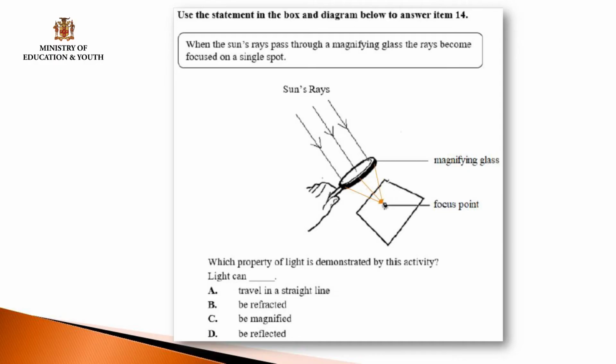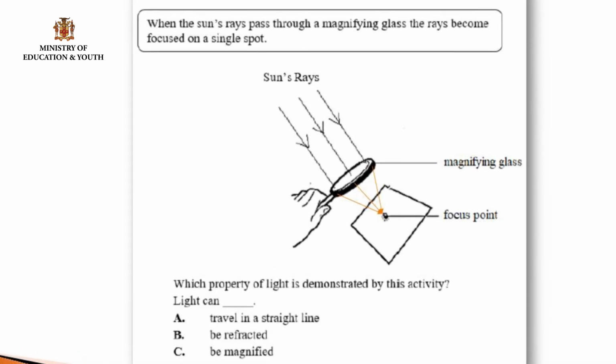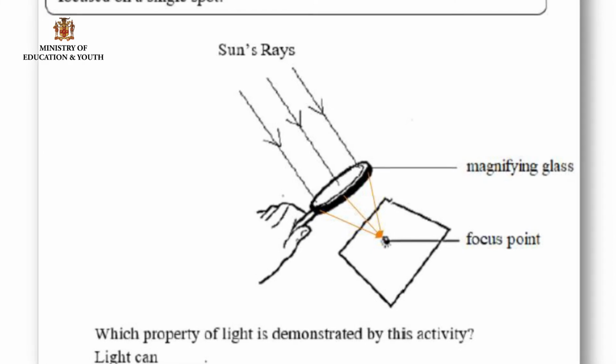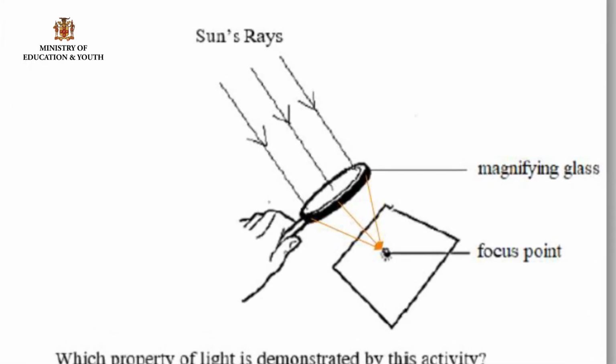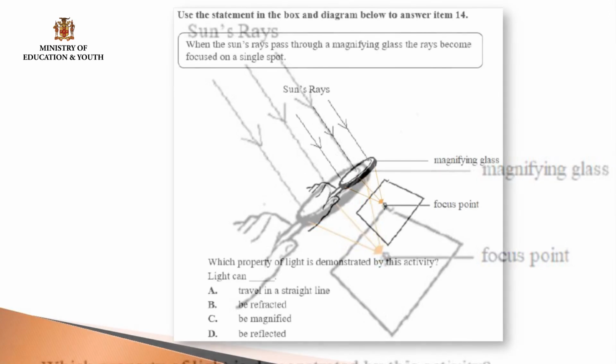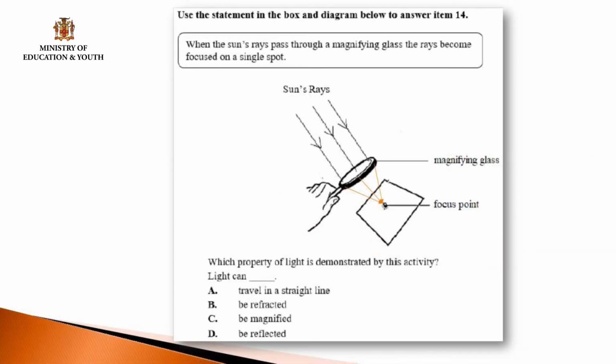All right, so if you get a magnifying glass or a hand lens and you focus that on a spot, right? So the sun's rays are passing through the glass, and each time, if we look at those rays, they're coming straight, but when they reach that focal point, that ray would now be bent. So the question is, which property of light is demonstrated by this activity?